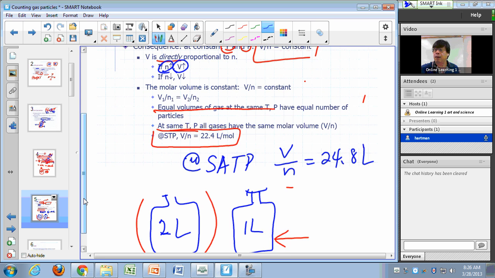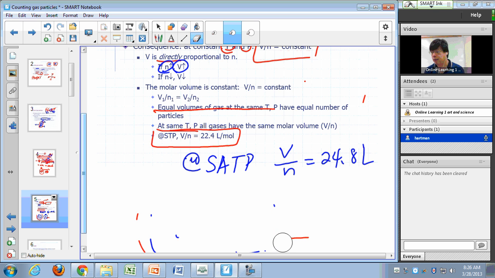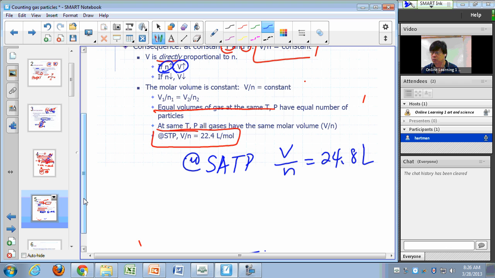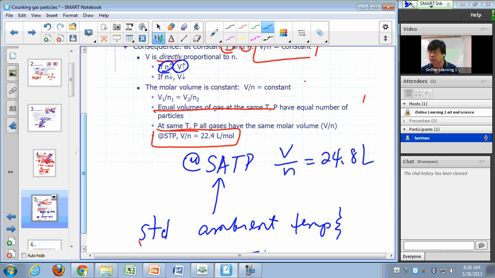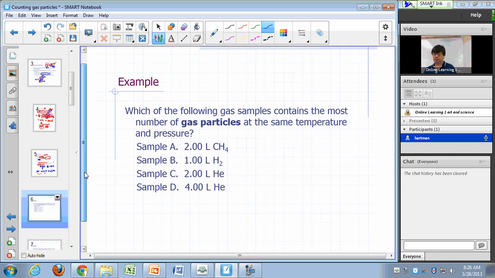SATP, that's the more common condition you'll encounter because that's typical room conditions. The A here means ambient. That means the prevailing temperature and pressure. So standard, ambient temperature and pressure. So the molar volume of gases at standard ambient temperature and pressure is about 25 liters. It's 24.8, so it's kind of easy to remember. It's close to 25, so it's a good thing to remember.